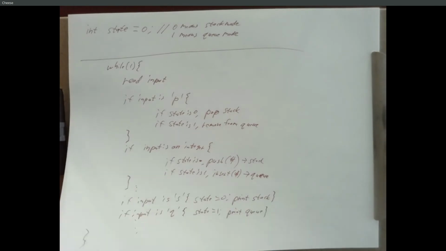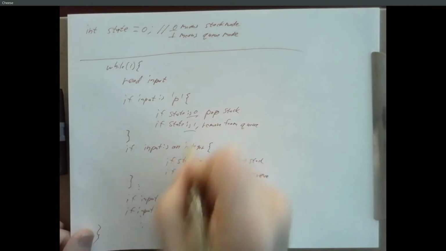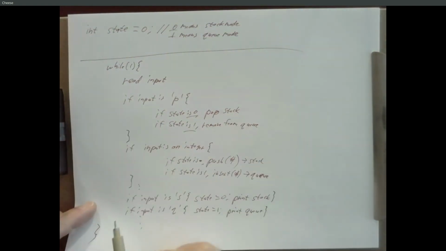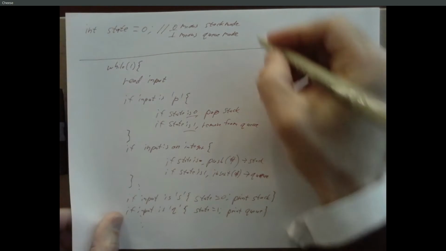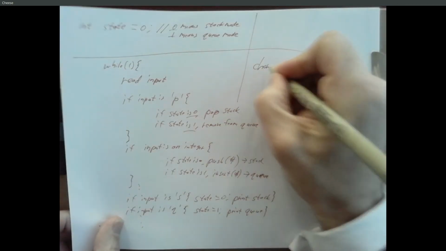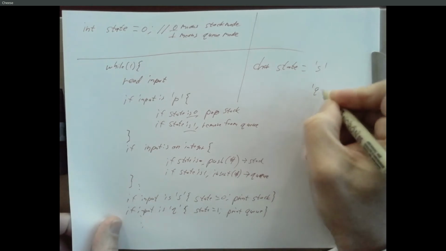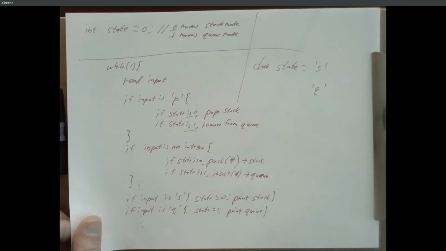And one other comment on here, magic numbers, not a good idea, okay, especially at 3 in the morning. State is 1, is that a stack or a queue? I don't remember, let me check my notes. So a better way to do this might be with a character, and you can set it to either the character S or the character Q, and that's a little better.